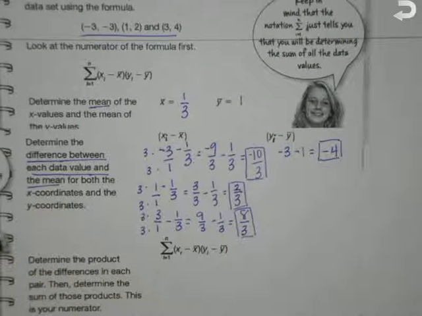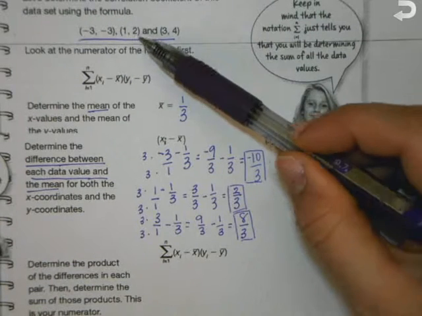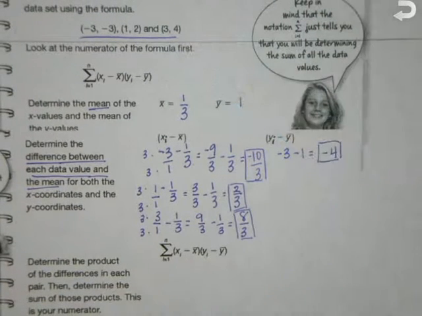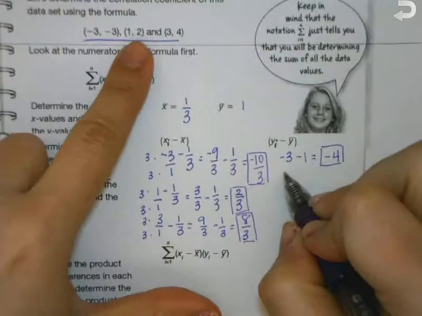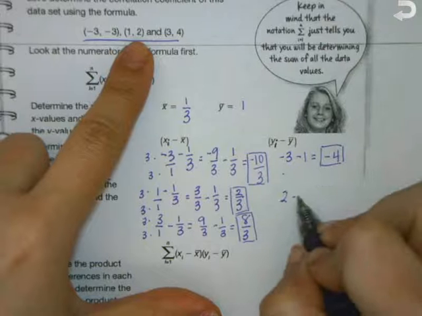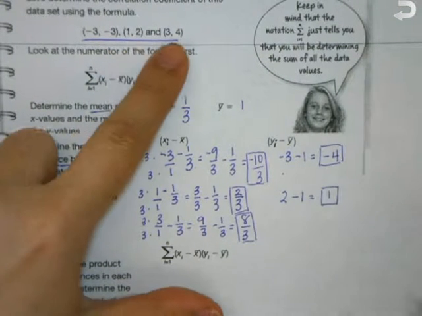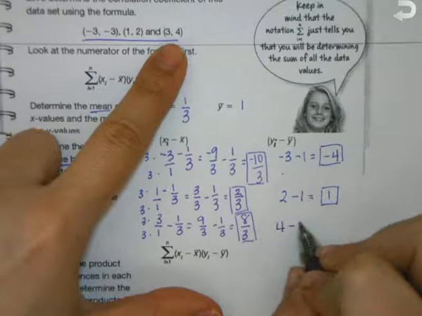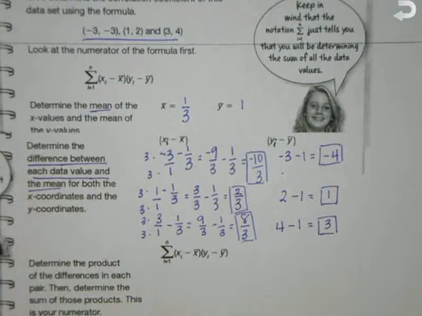So will you guys do the same thing now for the last two y's? You're going to do the same thing for 2 and for 4. Okay, guys, so the second y value is 2. So we're going to do the same thing, 2 minus 1, which gives us 1. And then for the third y value, what did you get? 4 minus 1, so you should have got 3, okay?